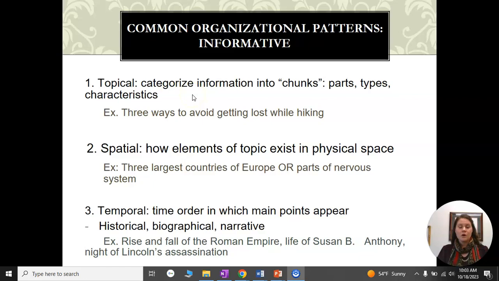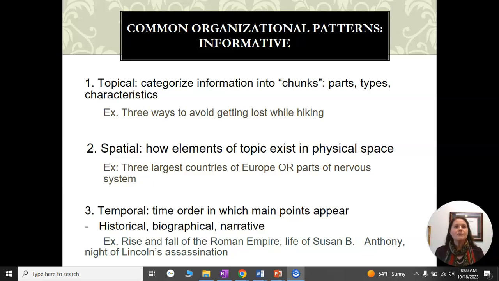There are 3 common organizational patterns for informative speaking. Let's break each one down, and you can decide which one fits best for your speech. The most common organizational pattern is a topical organization pattern, where you have little chunks of information. So the 3 main parts of a car, 4 different types of tropical diseases you should be aware of if you're traveling to a particular region of the world, or 5 characteristics of someone who is struggling with mental health issues. Okay, so these are chunks of information.